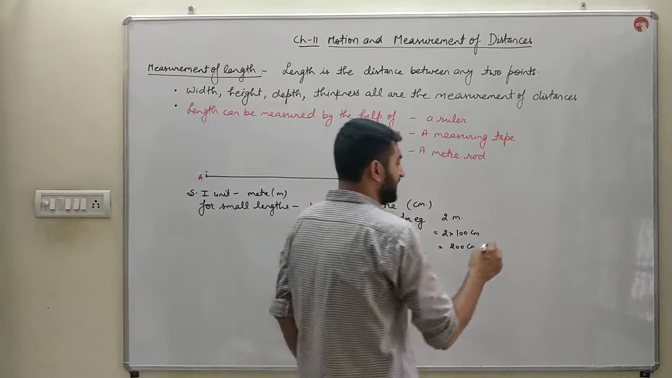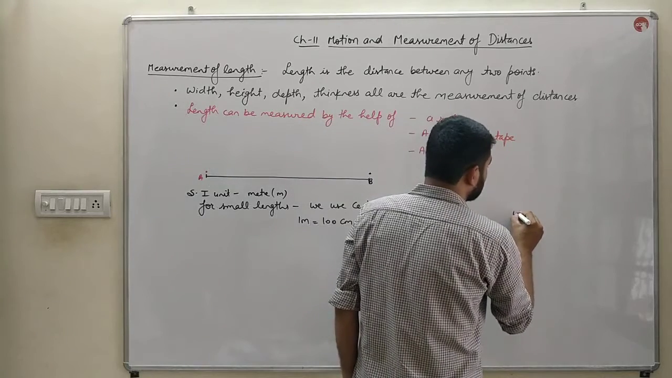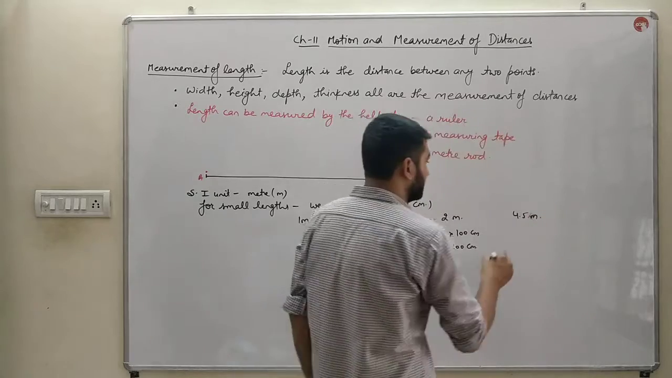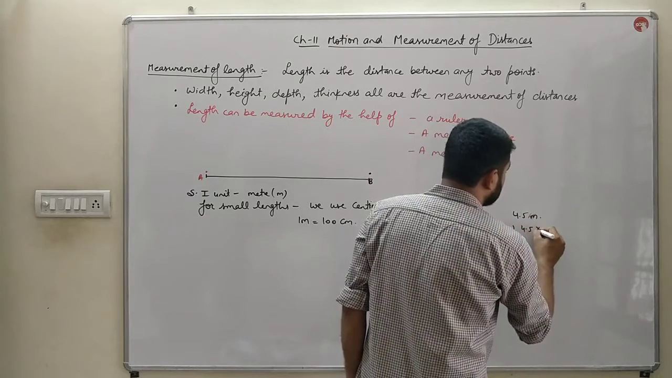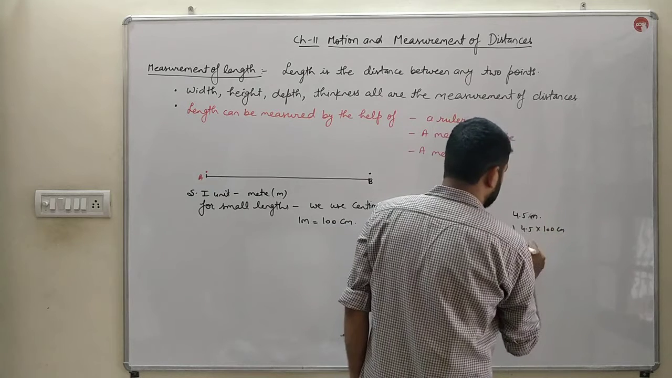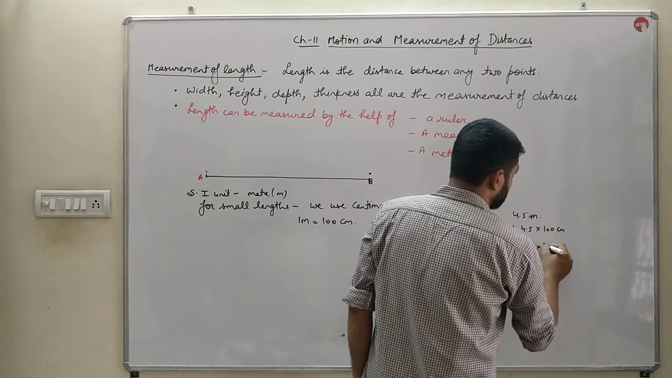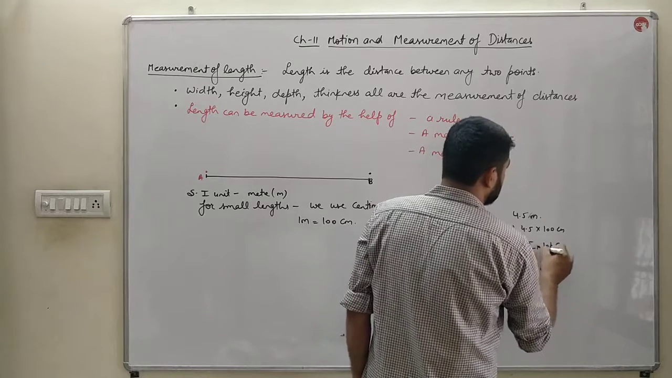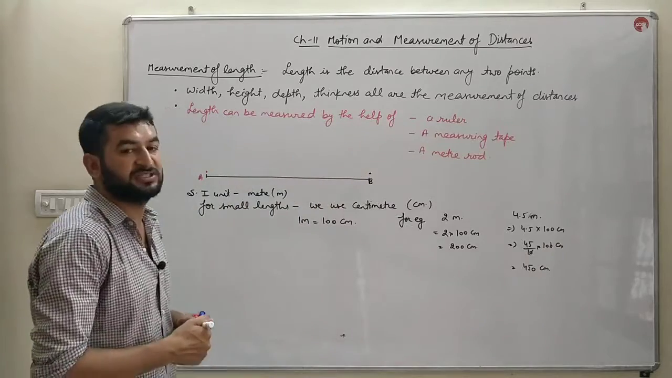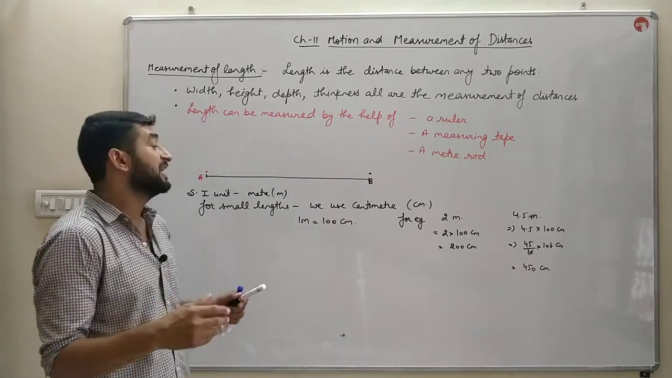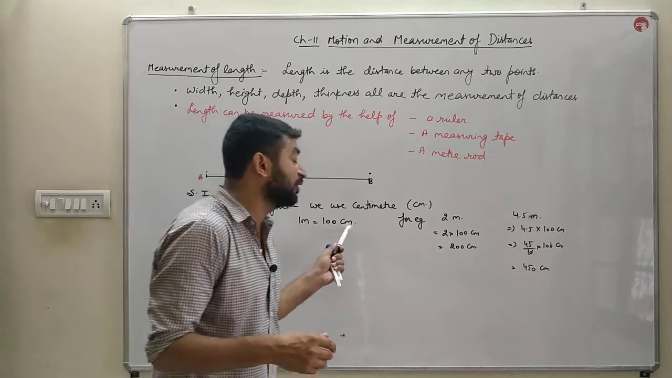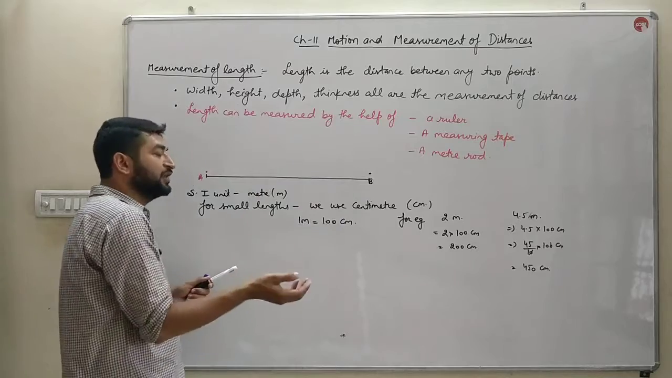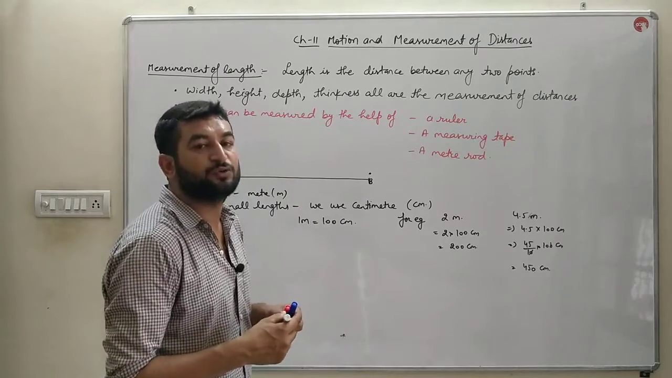If someone asks us how many centimeters are there in 4.5 meters, then what we have to do? We have to multiply this meter value with 100 centimeters and we'll get 450 centimeters. So that many centimeters are present in 4.5 meters. So if we want to convert the larger unit into the smaller one, we have to multiply it. And if we want to convert the smaller unit into the larger one, then we have to divide it.